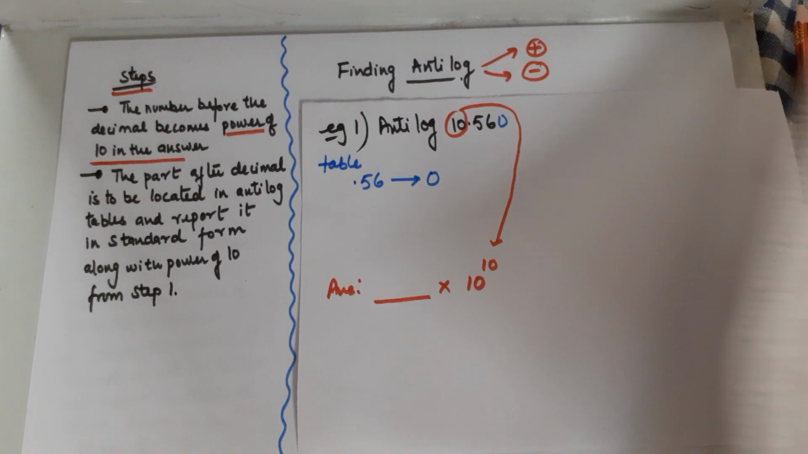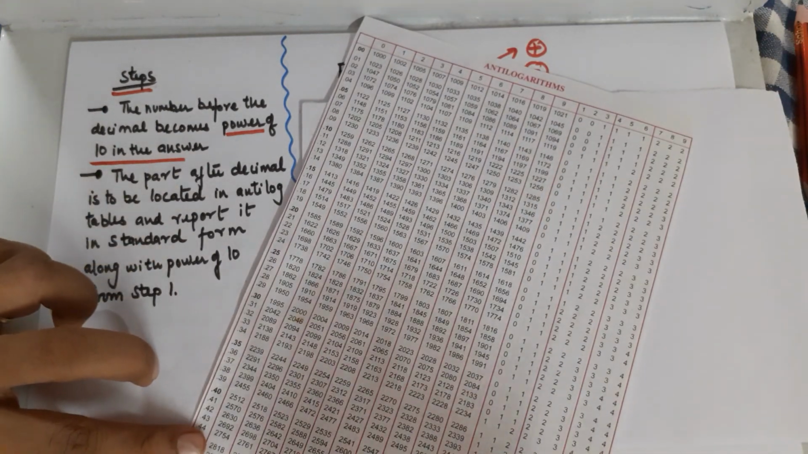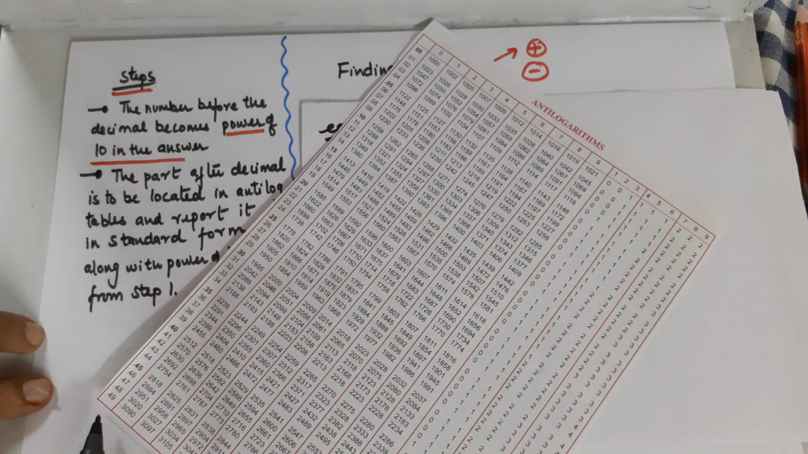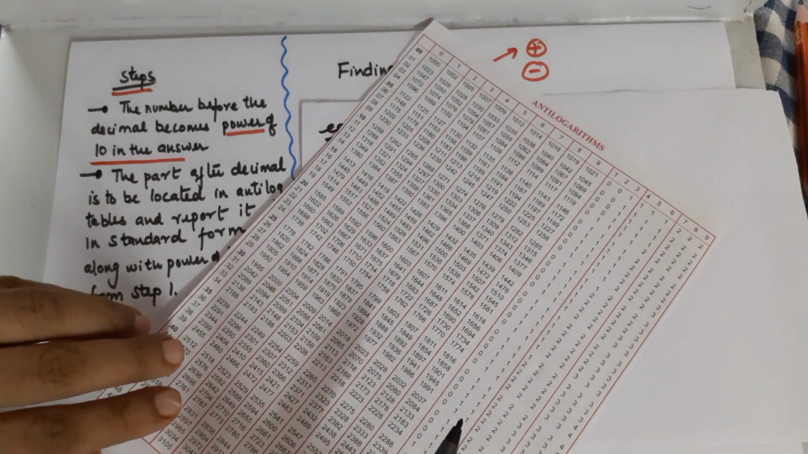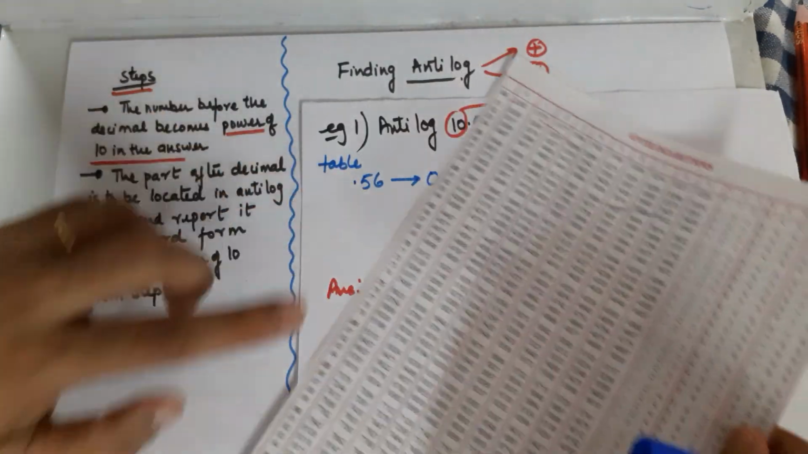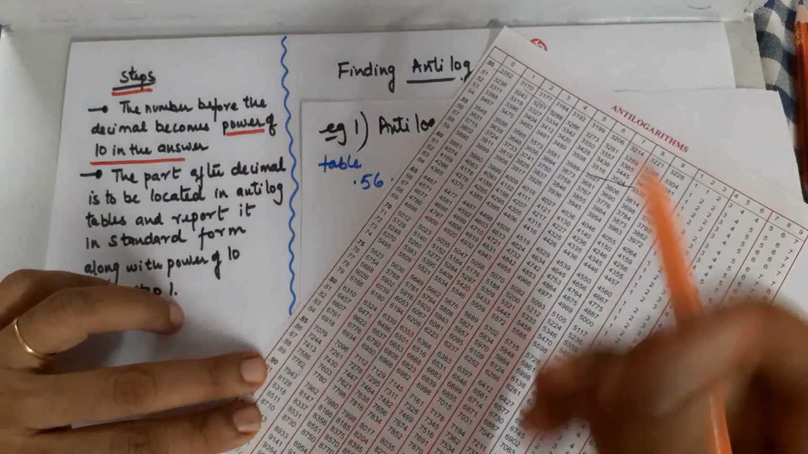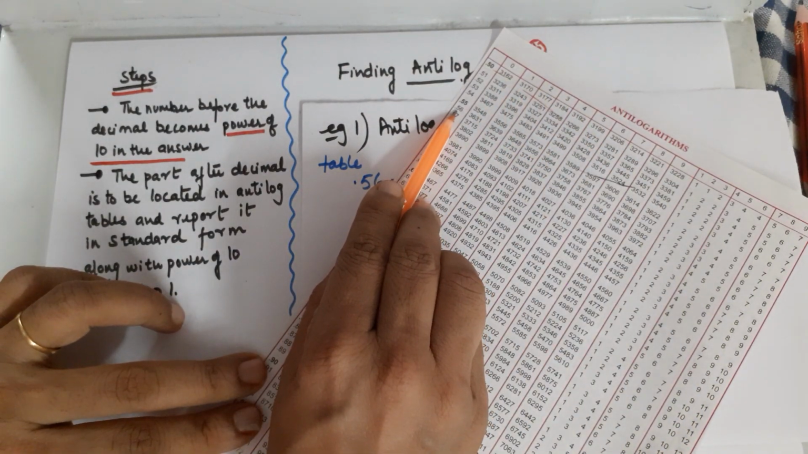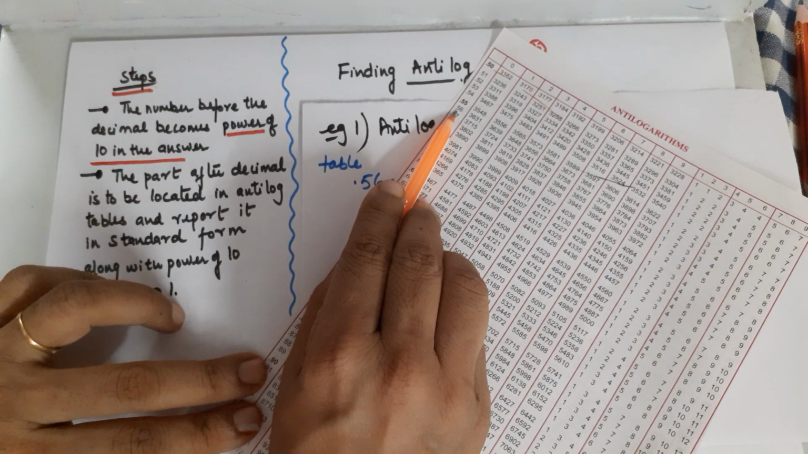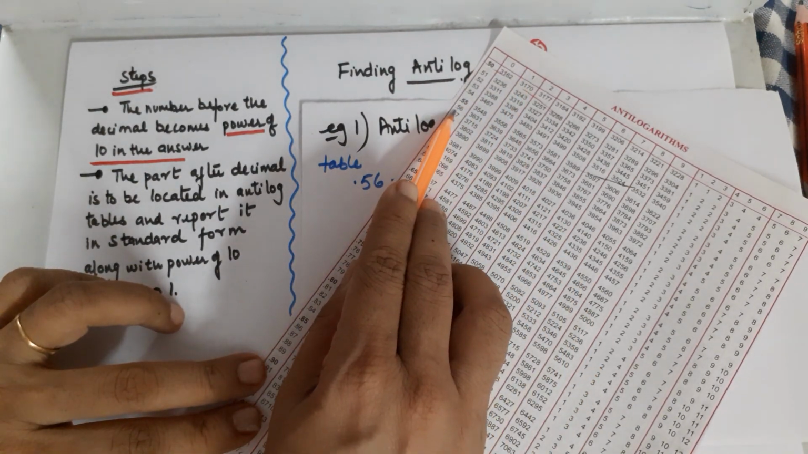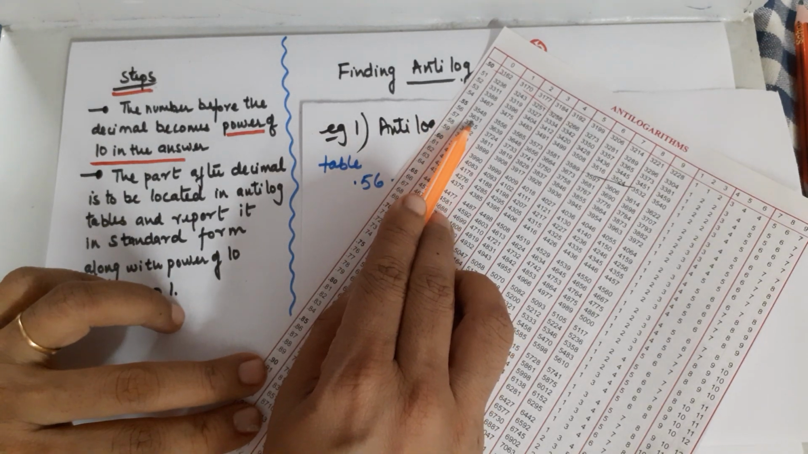Now let's go to the tables. This is your antilog table. Where is 0.56? Mind you, this does not have 0.56. This is only up to 0.49 on one side of the table. So please go to the other side of the table. You require 0.56. So where do we have the 0.56? This is your 0.56. And this 0.56 is to be located in 0. This is your 0 column. So 0.56 in 0 is 3631.